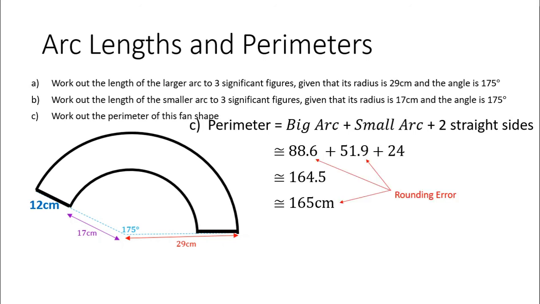This is a rounding error. That doesn't mean that we rounded incorrectly. It means that we've got a slight error because we've rounded several times, which means our answer is not exact and it's starting to show. So it's generally best to work with exact answers right through till you get to the end.